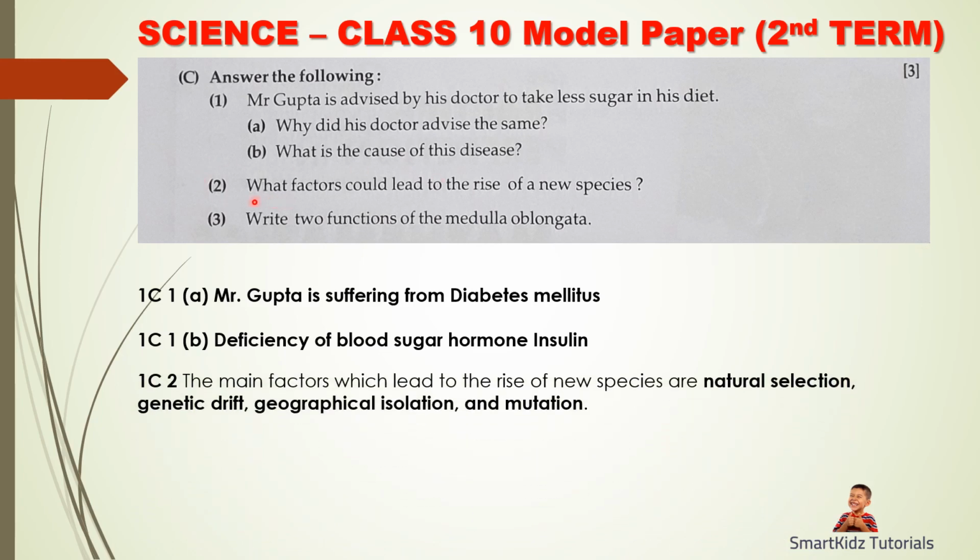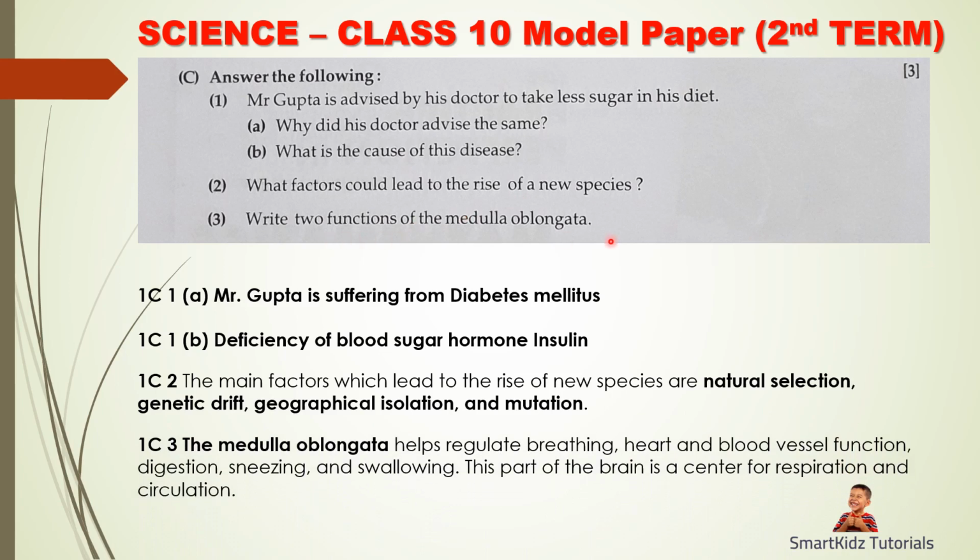Question 2 under C is: what factors could lead to the rise of new species? The main factors which lead to the rise of new species are natural selection, genetic drift, geographical isolation, and mutation.